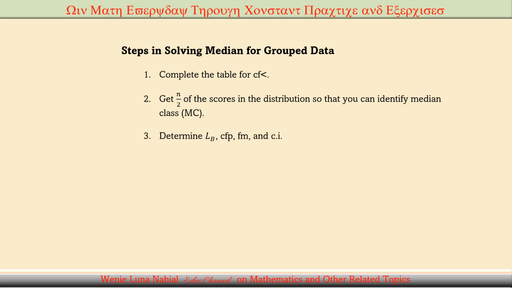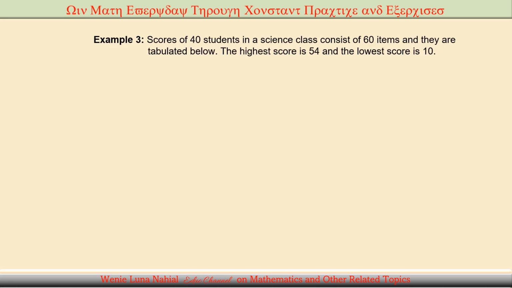Then, determine the lower boundary, the cumulative frequency before the median class, the frequency of the median class, and the class interval. Then, solve the median using the formula. So, those are the steps in getting the median of grouped data. Now, let's have an example.